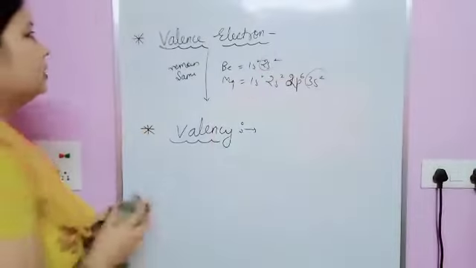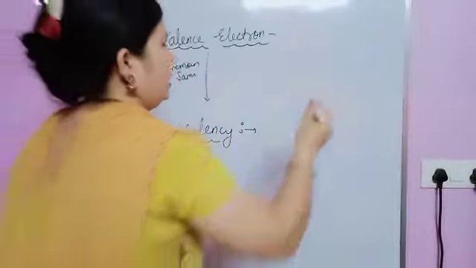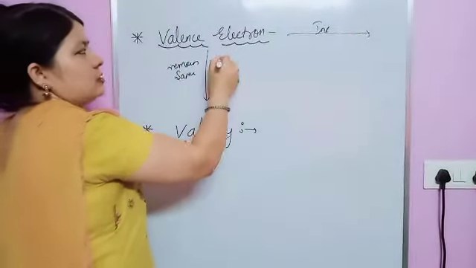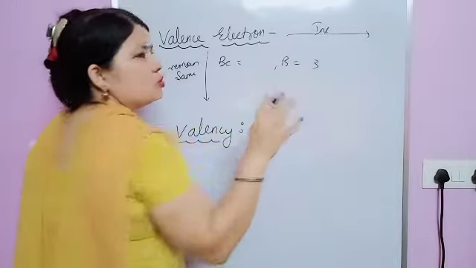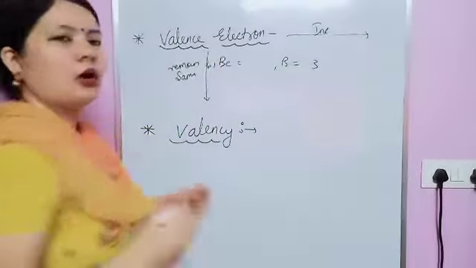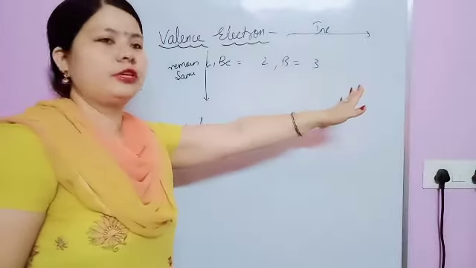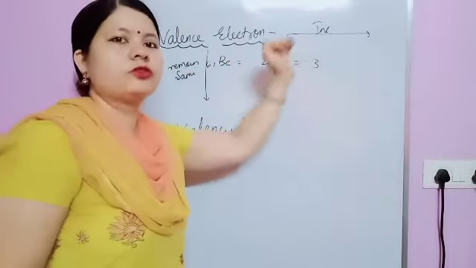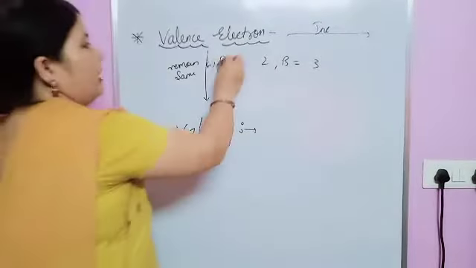Now across the period, valence electron increases. Just see, increases how? In beryllium, outermost shell, how many electrons? 2. In case of boron, outermost shell, how many? 3, 4, 5, 6. So it depends. Lithium has 1 in the outermost shell, then beryllium has 2. You can write the electronic configuration and check. So across the period it increases: lithium 1, beryllium 2, boron 3, carbon 4, accordingly. This is regarding valence electron.